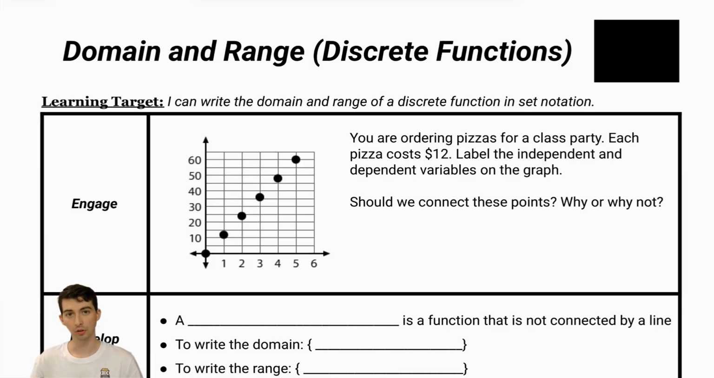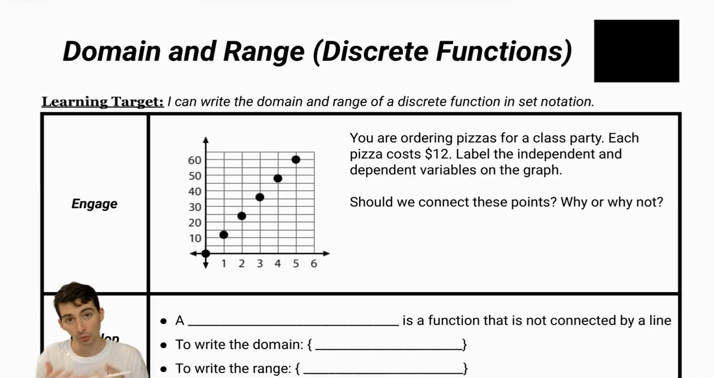In this lesson, we're going to talk about the domain and range of a different kind of function, what we call a discrete function. So let's imagine that we're ordering pizzas for a class party, and each pizza costs $12. So let's label the independent and the dependent variable.